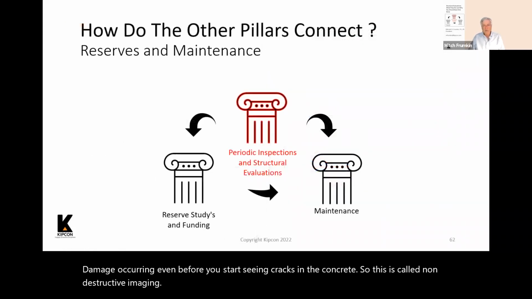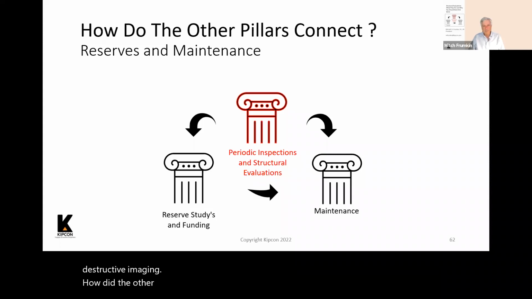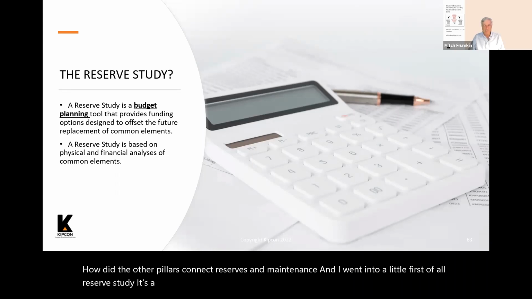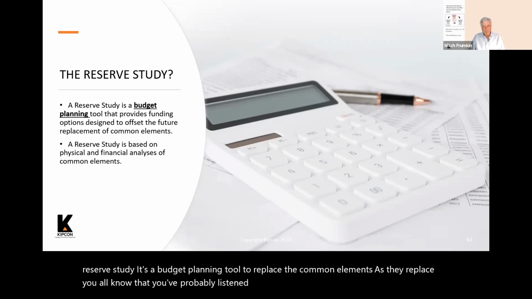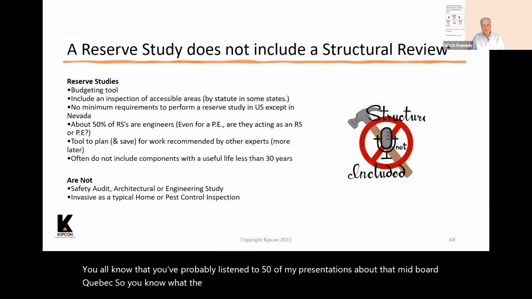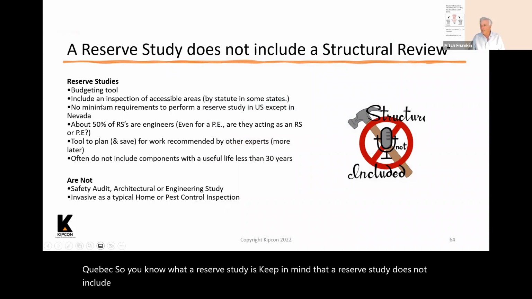Now, how do the other pillars connect? Reserves and maintenance. First of all, a reserve study is a budget planning tool to replace the common elements as they wear out. You all know that. You've probably listened to 50 of my presentations about that to death. So you know what a reserve study is. Keep in mind that a reserve study does not include a structural review. It includes an inspection. Also, RSs are the reserve specialists who prepare the reserve schedules. Only about 50% of them are engineers.